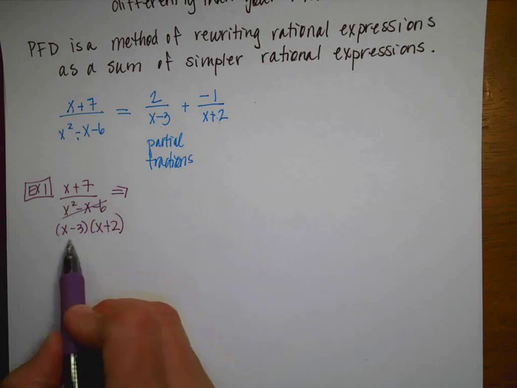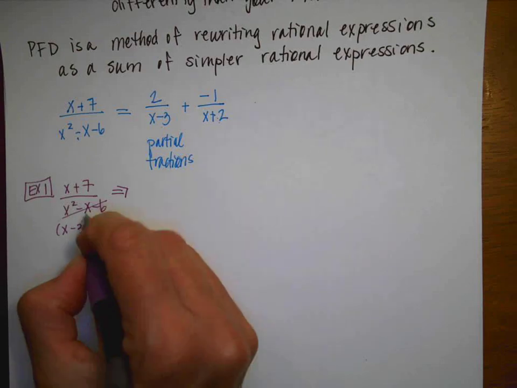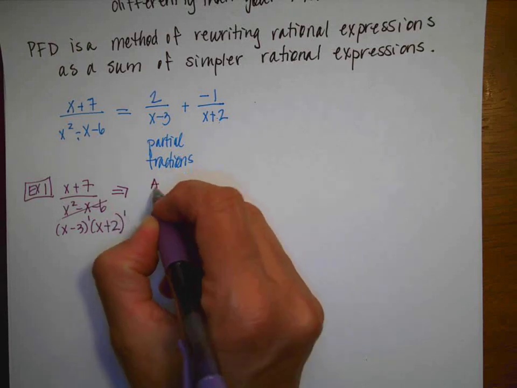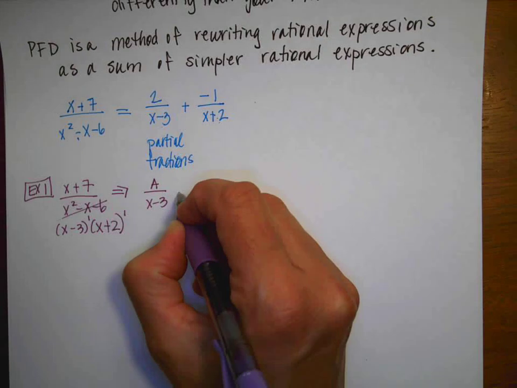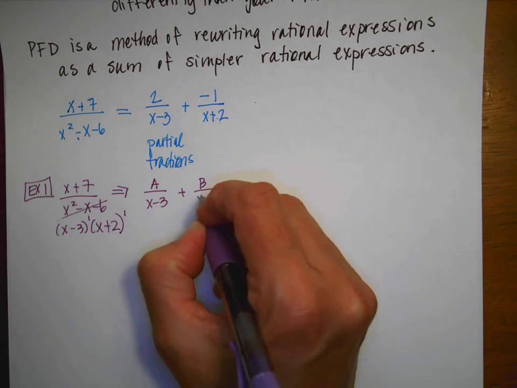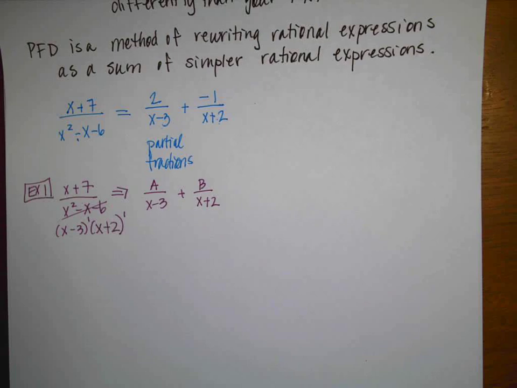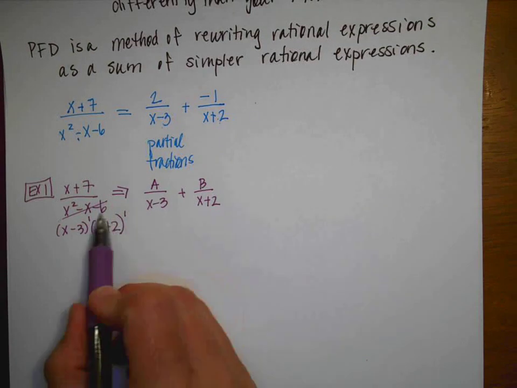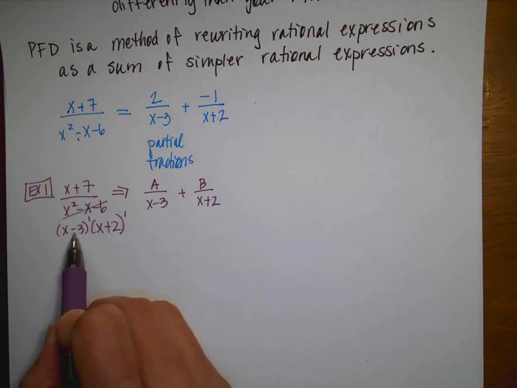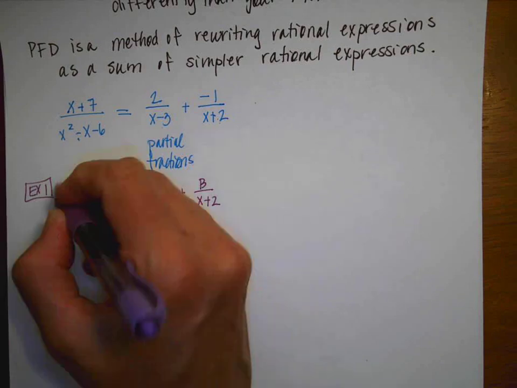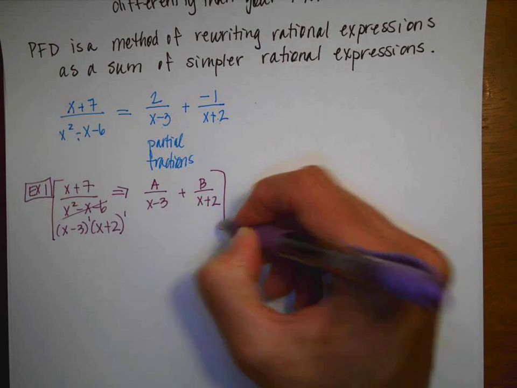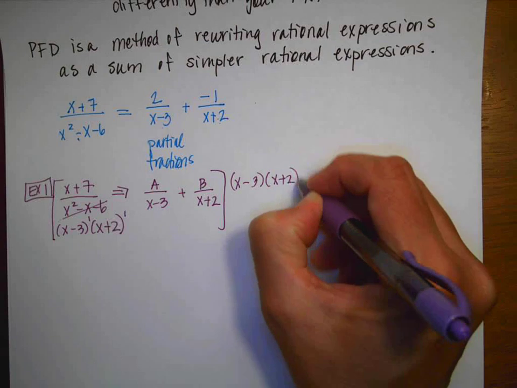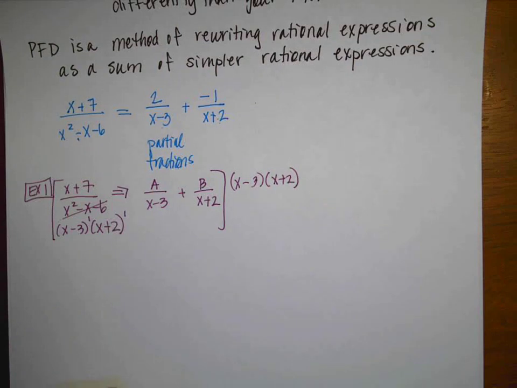So now I can rewrite this. Note this is a linear factor, which means its degree is 1, and this is a linear factor. So I'm going to write this as A over x minus 3 and B over x plus 2. So the next thing that we're going to do is we're going to multiply both sides of the fraction by this lowest common denominator. And I'm a little bit lazy, and so I tend to write it down like this. It's helpful to write this down because I think it helps you to not make mistakes.